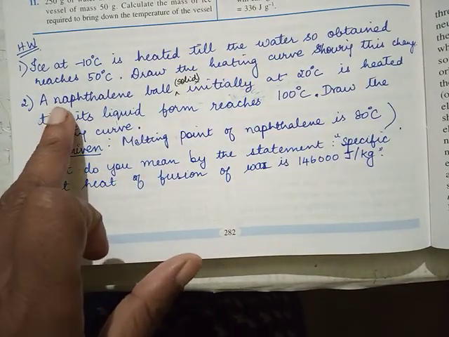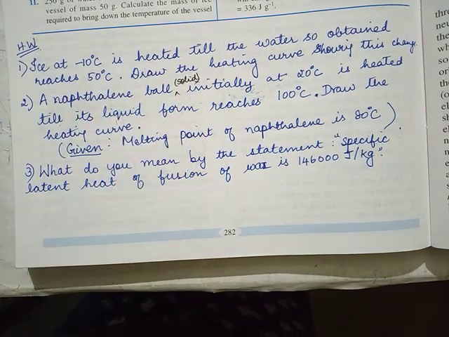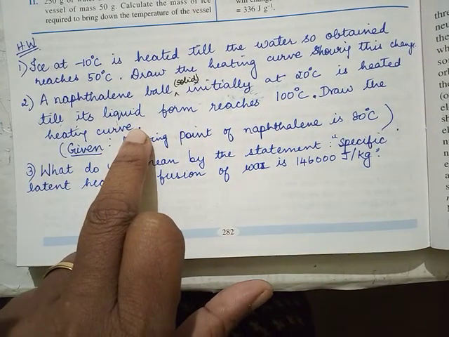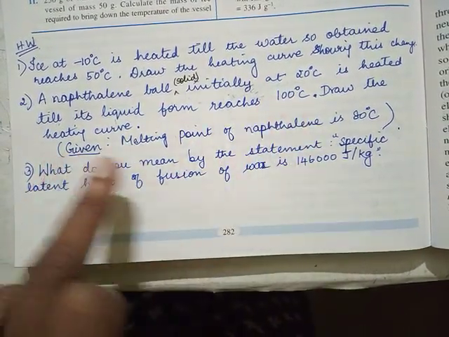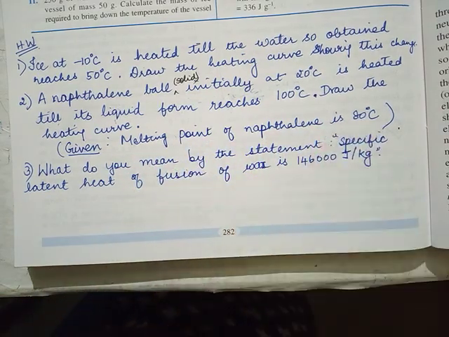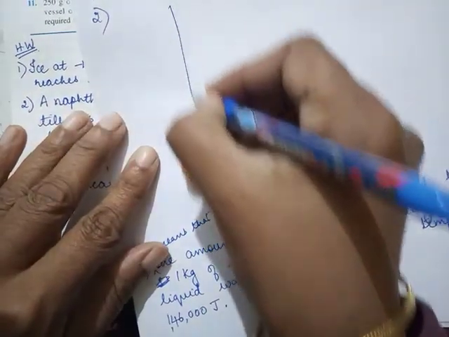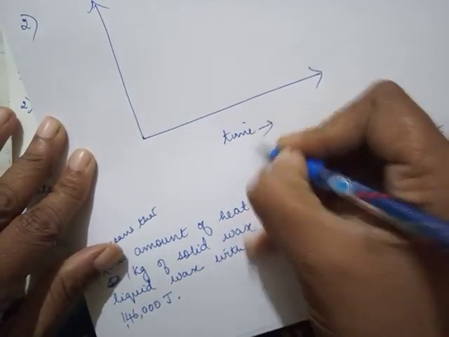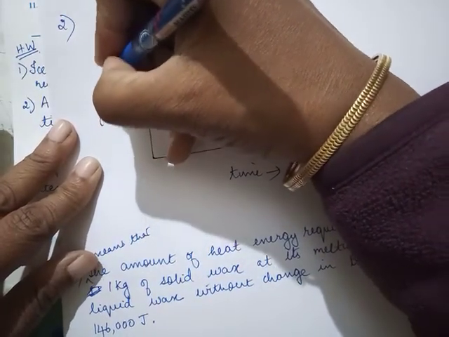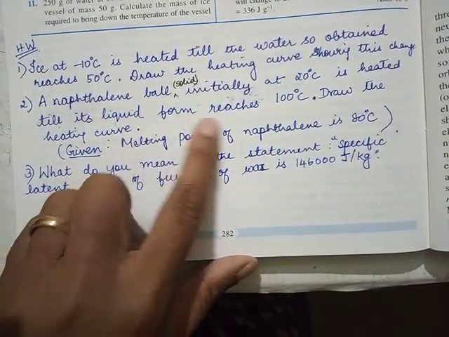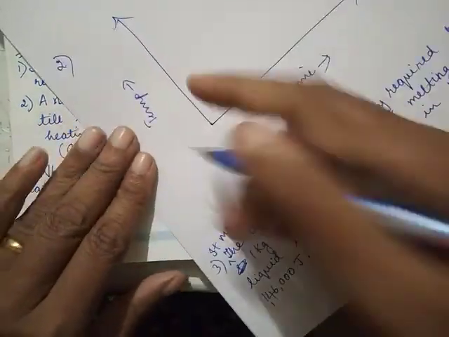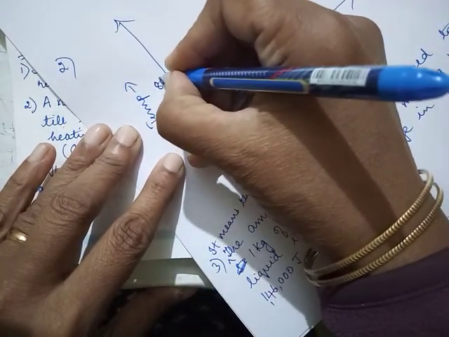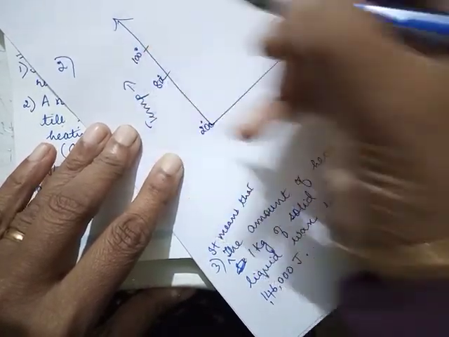Now the second one was a little hard. A solid naphthalene ball, initially at 20 degrees Celsius, is heated till its liquid form reaches 100 degrees Celsius. Draw the heating curve. Melting point of naphthalene is 80 degrees Celsius. So draw the heating curve. Time, temperature. So we are starting from 20 degrees Celsius, melting point 80, till 100. Okay, so 20 degrees Celsius, then 80 degrees Celsius, then 100 degrees Celsius.